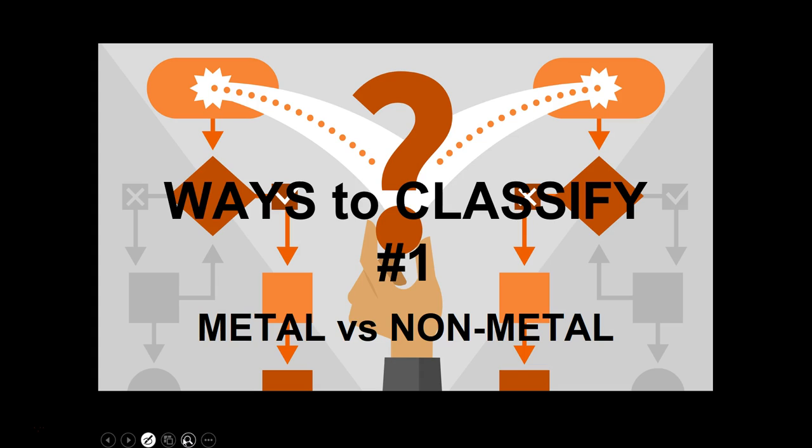One way it classifies is whether an element is a metal or a non-metal. Metal, left-hand side of the periodic table; non-metal, right-hand side of the periodic table. Metals we know are going to lose electrons. Non-metals are going to gain electrons. So that's one way we classify, whether they're going to lose or gain electrons.